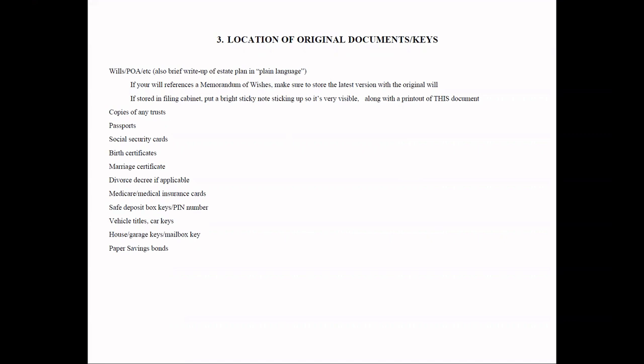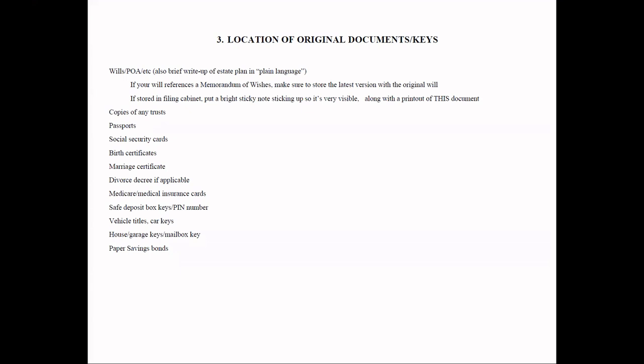Of course, copies of any trusts, if you have those, where your passports are, where your original social security cards, original birth certificates, marriage certificates, divorce decrees, your original Medicare, medical insurance cards. Very important, your safe deposit box keys, because if you lose those, they have to drill it out, or so I've heard. It's kind of a big hassle. And lately, last couple of times I went, they have a PIN. You have to have a PIN number to go with your safe deposit box.